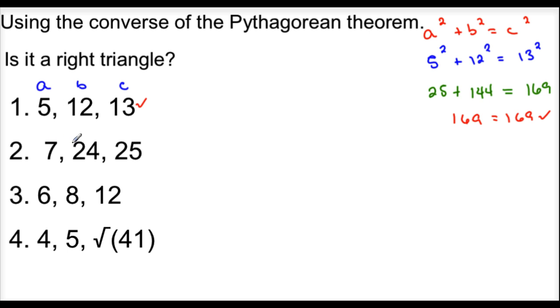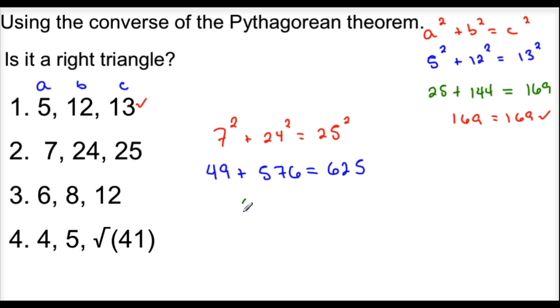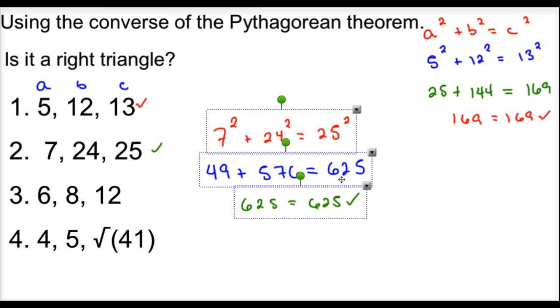So our next example is 7, 24, and 25. So does 7 squared plus 24 squared equal 25 squared? If it does, then it's a right triangle. 7 squared is? 24 squared is? 576. And 25 squared is? 625. If I add these two numbers, do I get 625? Yes. So 625 equals 625. Check. This is a right triangle. Perfect. Next one.